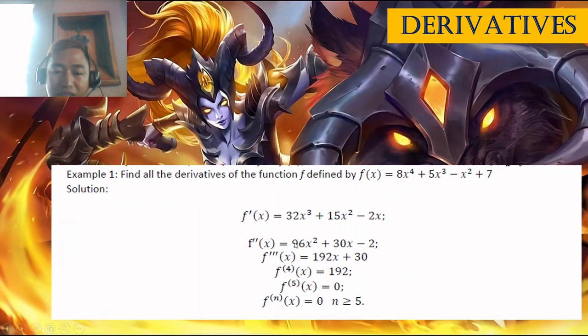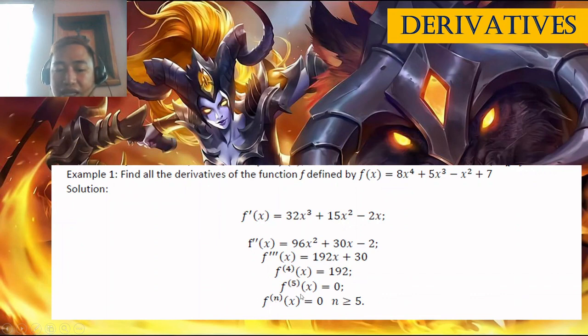2 times 96 is 192x. The derivative of 30x is 30. The derivative of the constant negative 2 is 0, so it is gone. So the fourth derivative of f is 192, since the term is beside x. The derivative of a constant is 0. Now, since this is constant 192, the fifth derivative is 0.